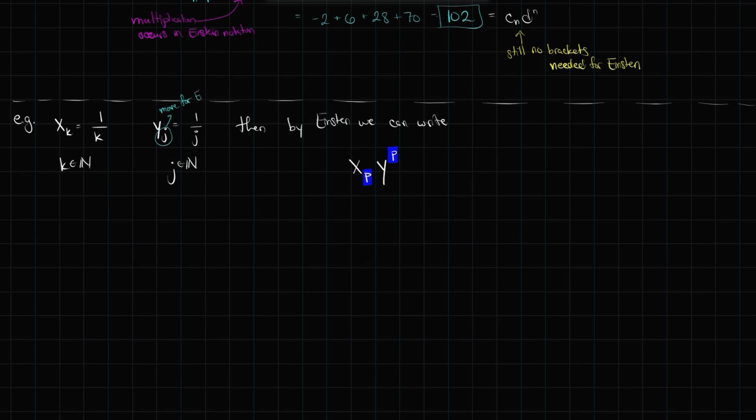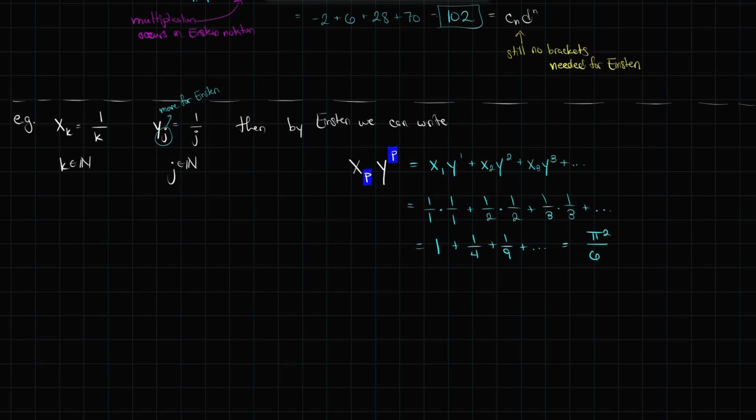For Einstein, you have to move it up top, but once you move it up top, you say, oh, look at that, there's a subscript and a superscript, so this has to be x1 y1 plus x2 y2 plus x3 y3, and so on. And if you actually write this out, you get 1 divided by 1 times 1 divided by 1, plus 1 divided by 2 times 1 divided by 2, plus 1 divided by 3 times 1 divided by 3, plus dot dot dot. Or you still have this beautiful Euler identity that this will be pi squared over 6. And so Einstein also works for these infinite sums as long as you're starting with infinite indices.